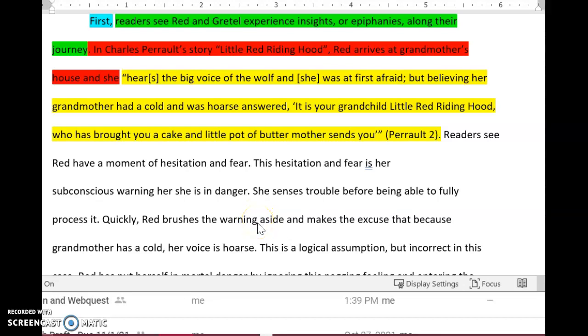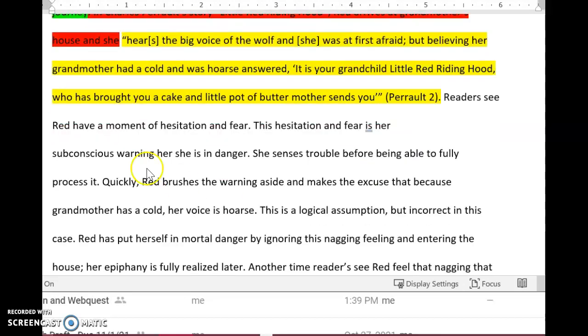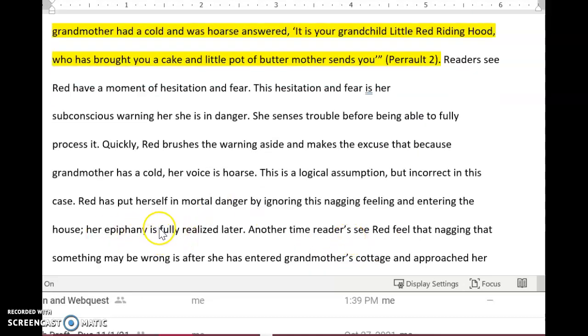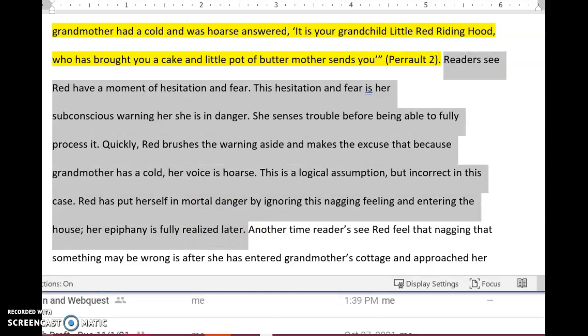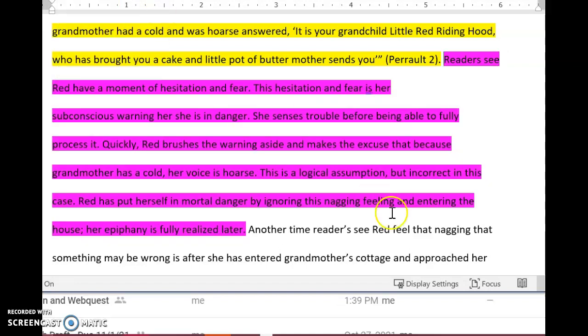So my explanation and my examples should prove what I'm saying. If they don't, then I need to add some more explanation. I need to go back and revise. So I continue saying she senses trouble before being able to fully process it. Quickly, Red brushes the warning aside and makes the excuse that because grandmother has a cold, her voice is hoarse. This is a logical assumption, but incorrect in this case. Red has put herself in mortal danger by ignoring this nagging feeling and entering the house. Her epiphany is fully realized later. So this is my explanation. I am going to highlight this pink.